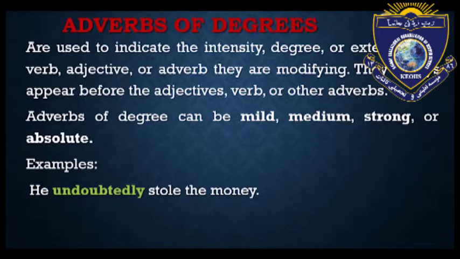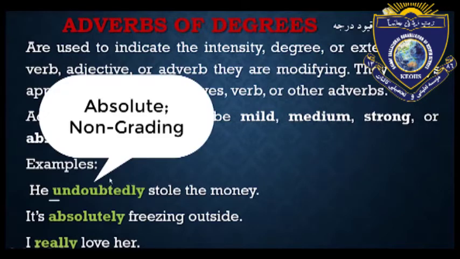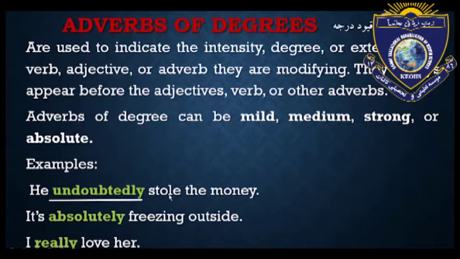Now we have examples here. You have to write them down in your notebook, because these examples are very important, and you can write more examples of adverbs of degree. He undoubtedly stole the money. Undoubtedly here is non-gradable. It's absolute. We have mild, medium, strong, or absolute, but this word undoubtedly relates to the absolute level.